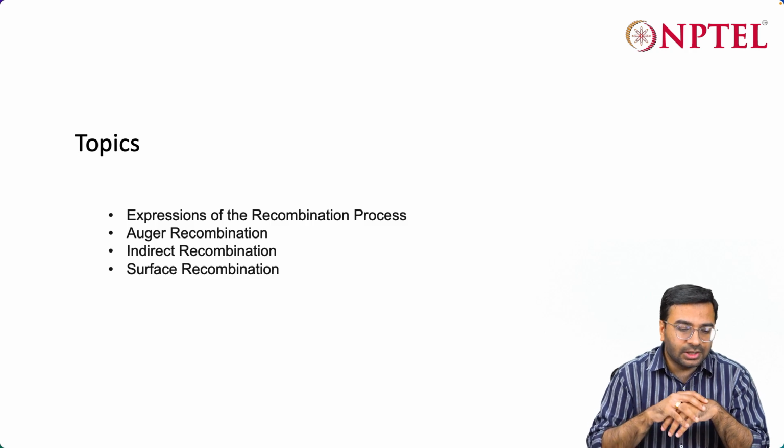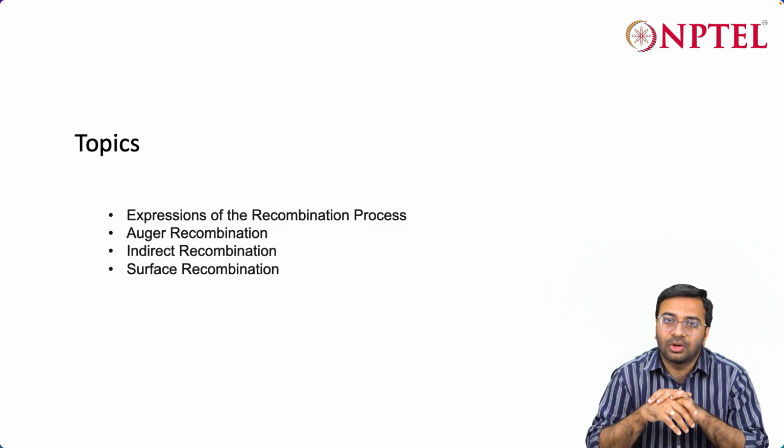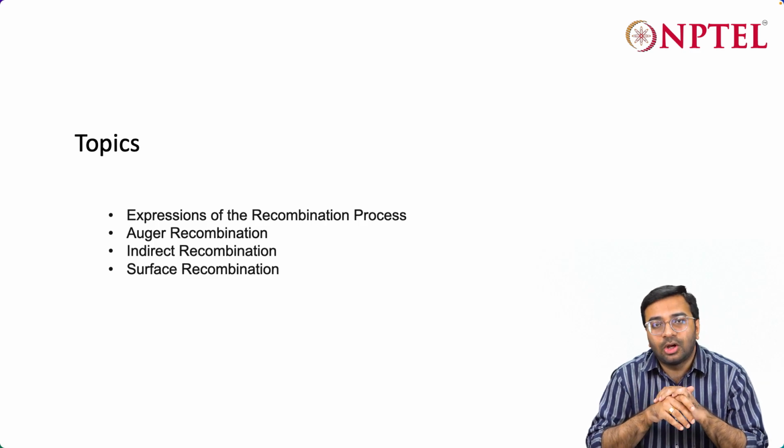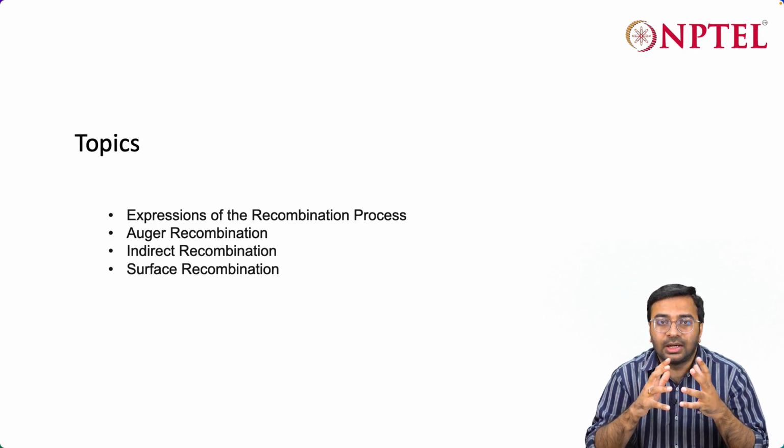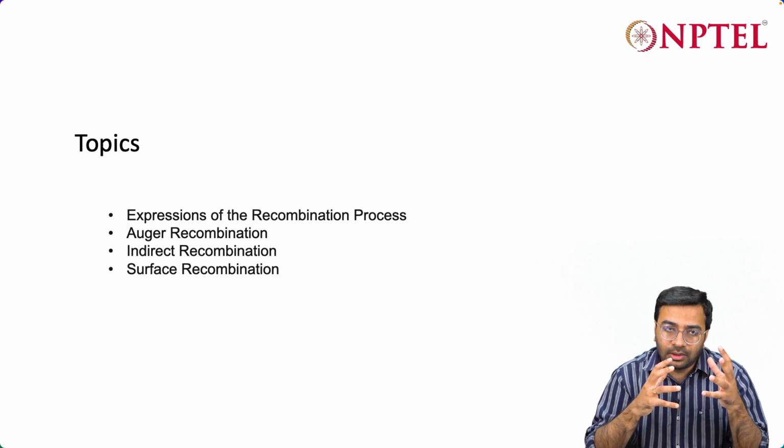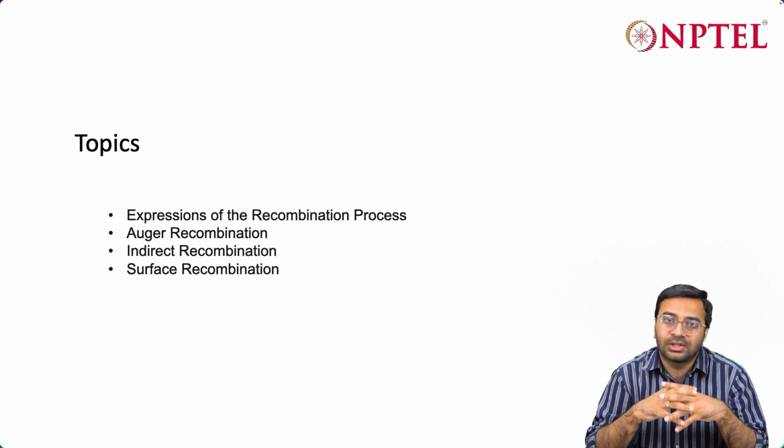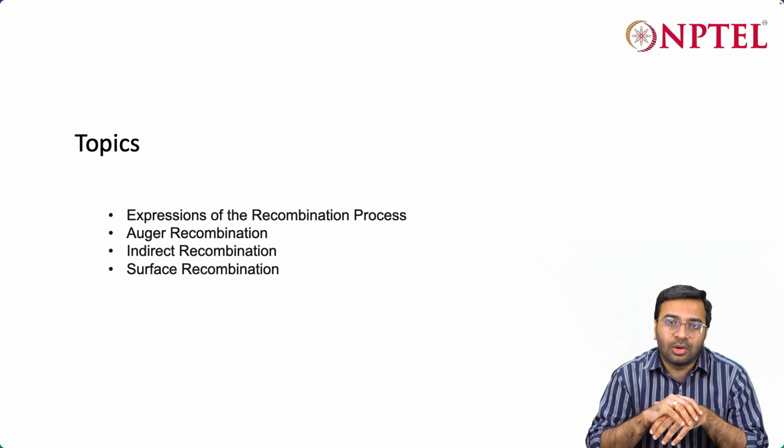We will see what are the expressions of different recombination processes, and majorly we will discuss three different recombination processes. The first one is Auger recombination, and then we will go to indirect recombination, and finally we will also discuss very briefly about surface recombination, and how these recombination processes are actually influencing the semiconductor physics is something that one should know before designing a semiconductor device or semiconductor device related sensor. So let us start this lecture and go through these topics one after another.